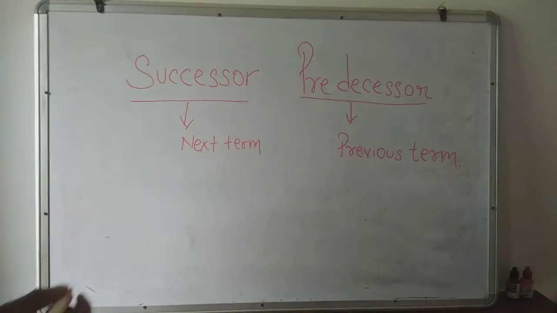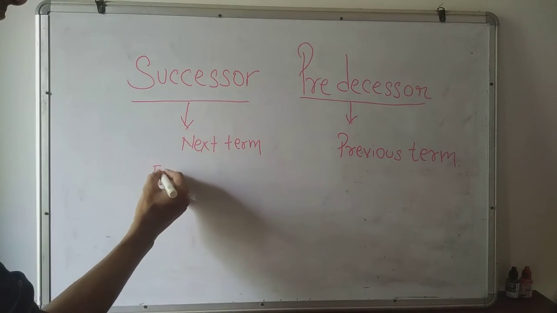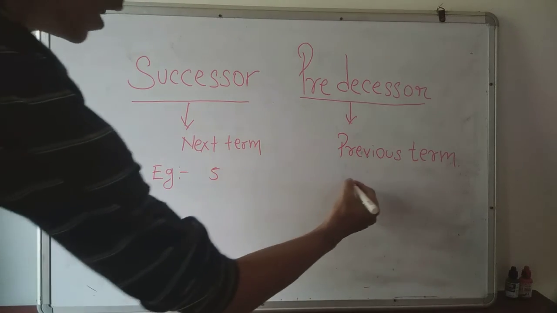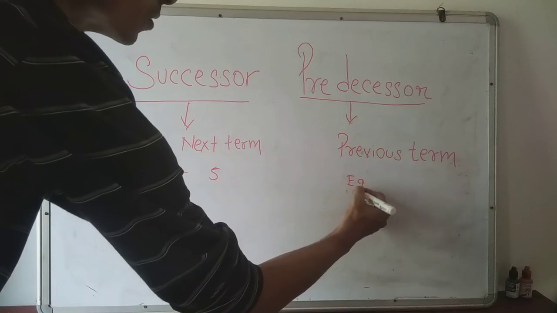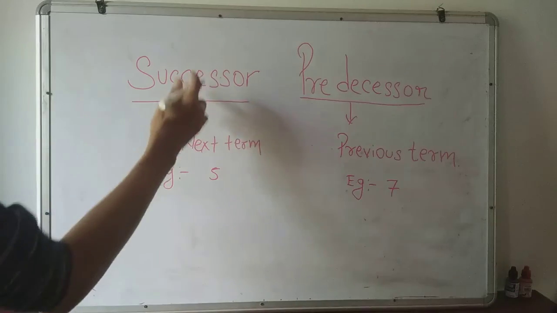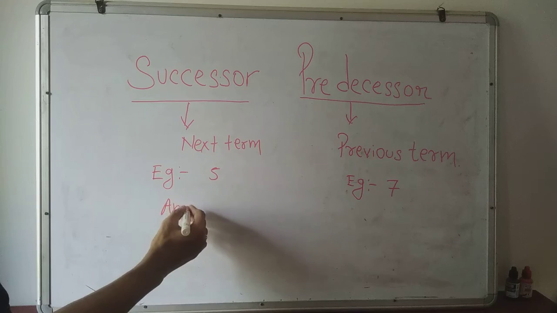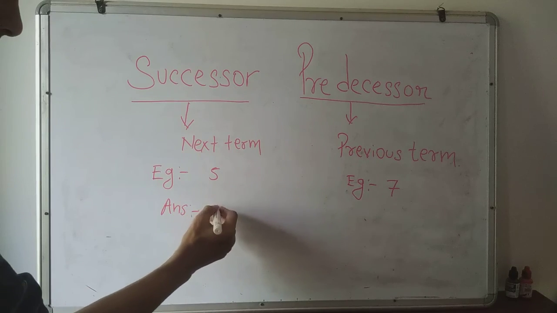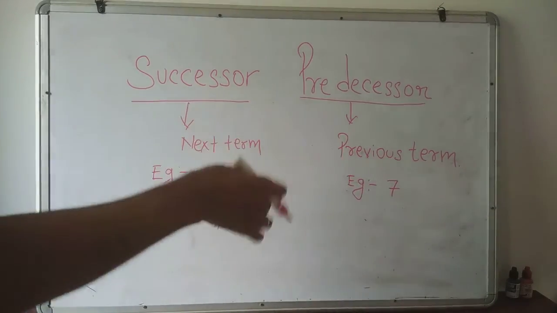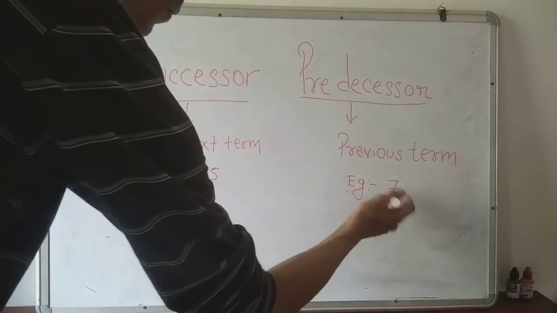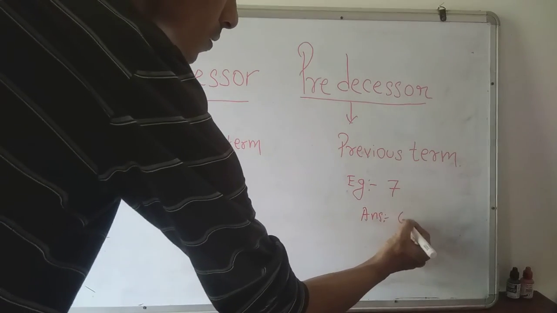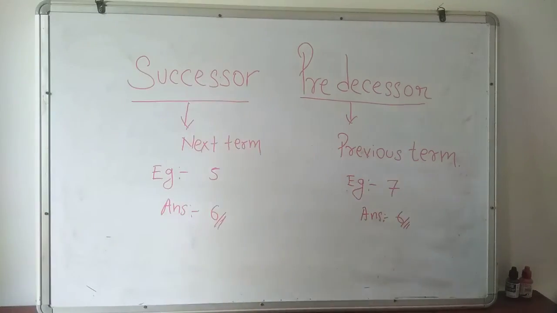For example, if the question asks you to find the successor of 5, and in another example the question asks you to find the predecessor of 7. In successor, the next term that comes after 5 is 6, so the answer is 6. Whereas in predecessor, the previous term that comes before 7 is 6, so here the answer will also be 6.